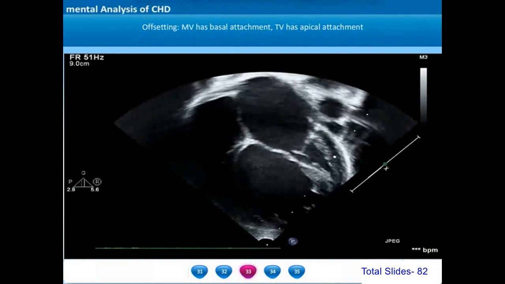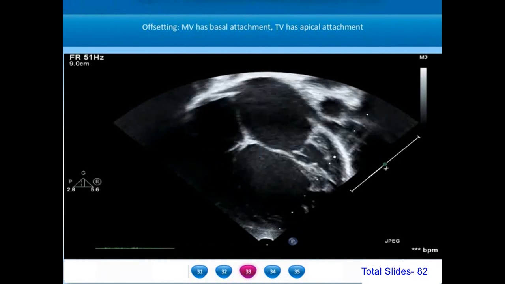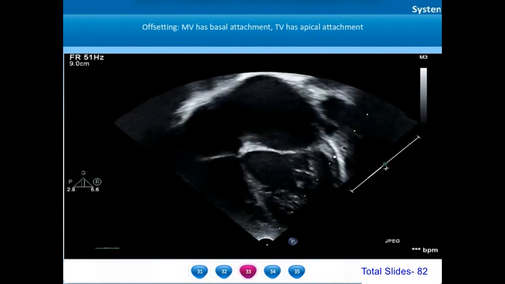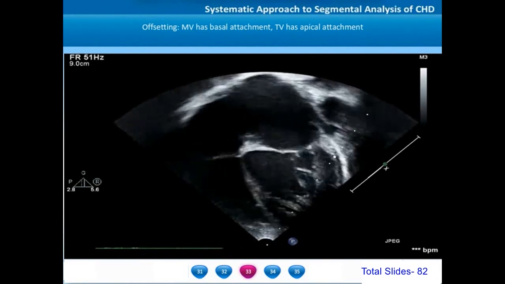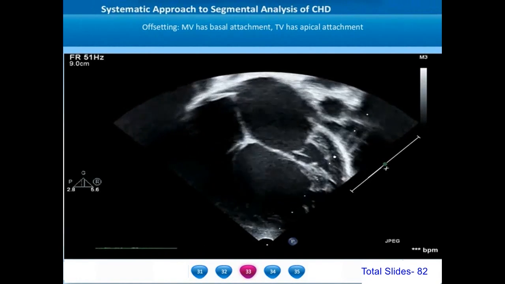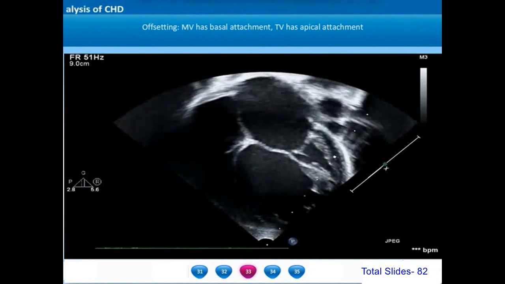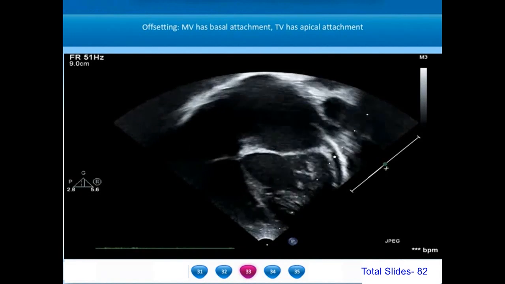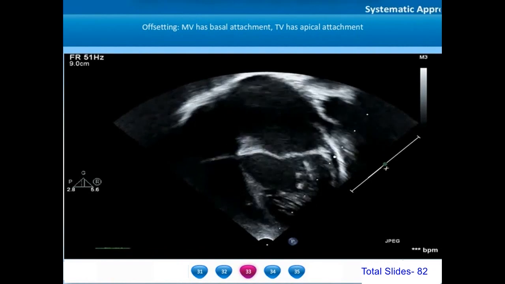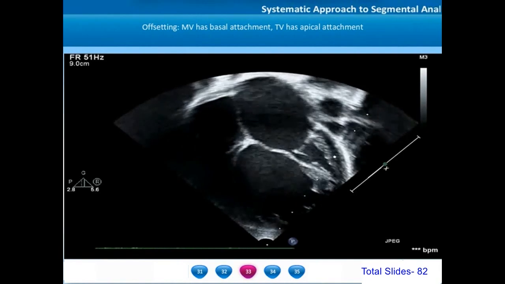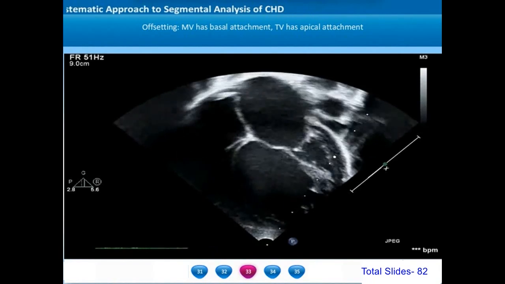The sign of offsetting refers to the relative attachments of the mitral and tricuspid valves in the region of atrioventricular annulus. The mitral valve annulus is located a little bit more basally, and the tricuspid valve annulus is displaced a little bit more apically. So the atrioventricular valve which has got attachments more apical will represent the tricuspid valve, and the atrioventricular valve which has got more basal attachment will represent the mitral valve.